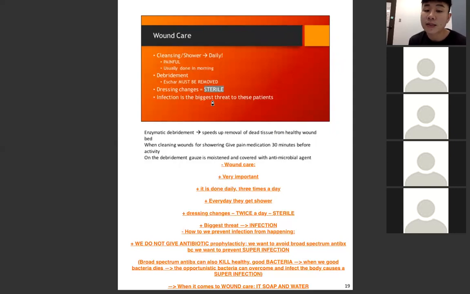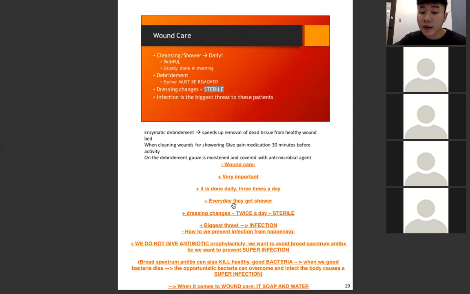Enzymatic debridement speeds up the removal of dead tissue from the healthy wound bed. So they can put on some medication which has enzymes that help with the debridement. When cleaning the wound for showering, give pain medication 30 minutes before the activity. On the debridement, gauze is moistened and covered with an antimicrobial agent.